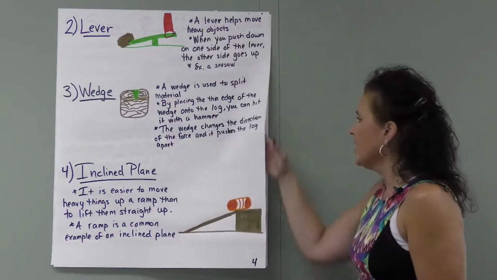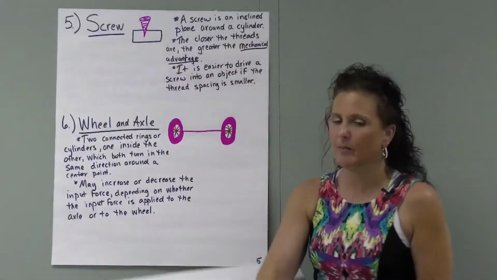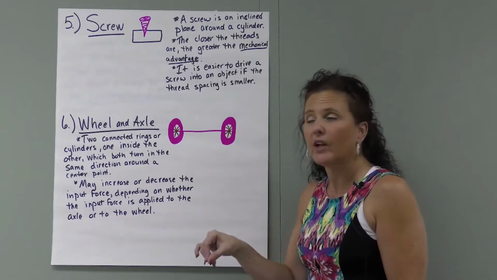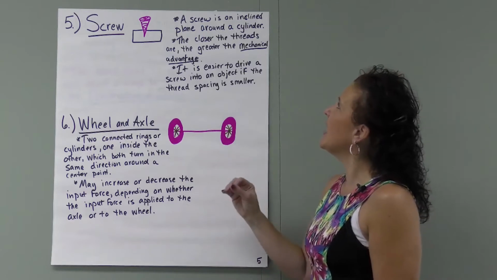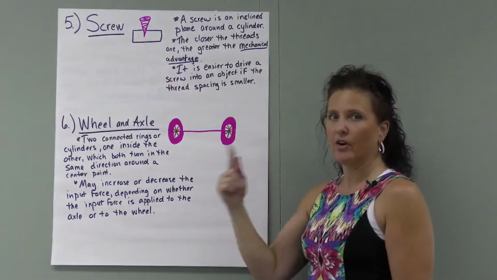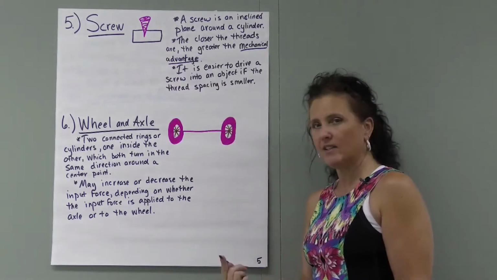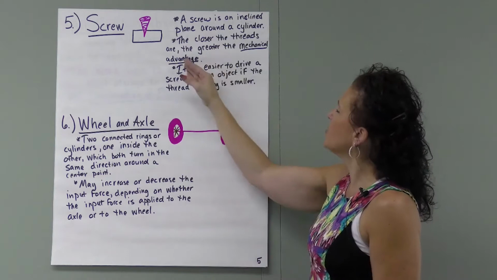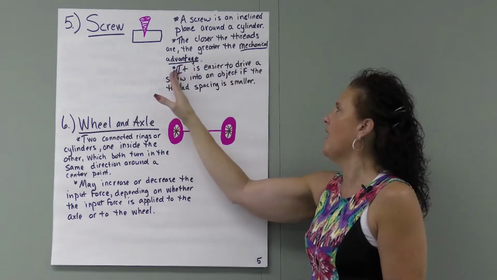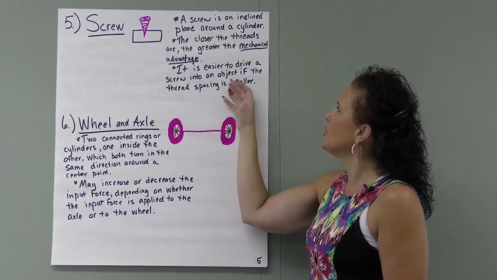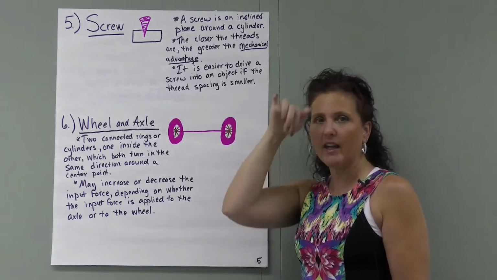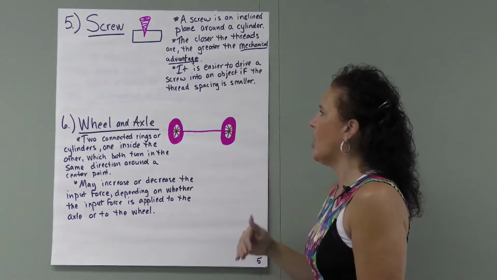The fifth type of simple machine is the screw, and we've all seen those, whether it's in your TV or in your furniture or wherever. A screw is an inclined plane, right, which would be this way, around a cylinder. So we're moving our inclined plane around a cylinder. The closer the threads are, the greater the mechanical advantage, and we're going to look at what the mechanical advantage is at the end. It is easier to drive a screw into an object if the thread spacing is smaller. So the closer they are together, the easier it is to screw that into the object.